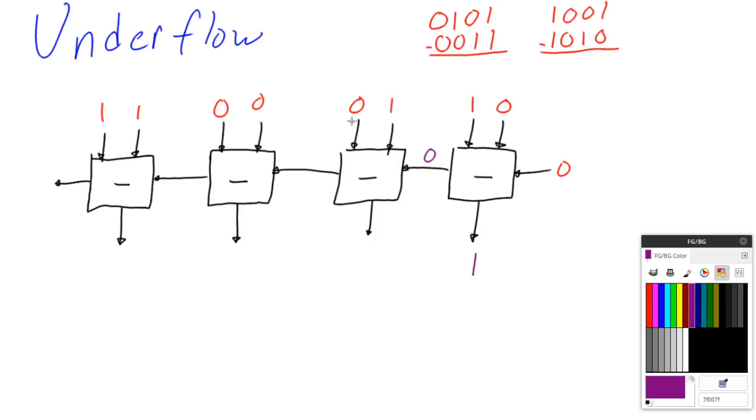And now we've got a 0 minus a 1, so we're going to have to borrow. And now this changes this problem to a 2 minus a 1. So we have a difference of 1. Now we've got a 0 minus 0 minus 1. So we're going to have to borrow. And that leaves us with 2 minus 1, and 2 minus 1 is a 1.